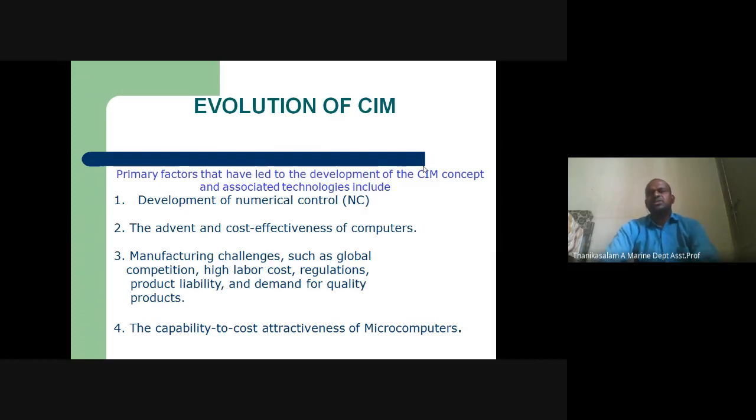You see, when using computers, we can reduce some of these challenges. We can't use labor in all areas, and that's a high labor cost. Global competition increases day by day, and every product is released by the company in different models. So we need computers to overcome these competitions.